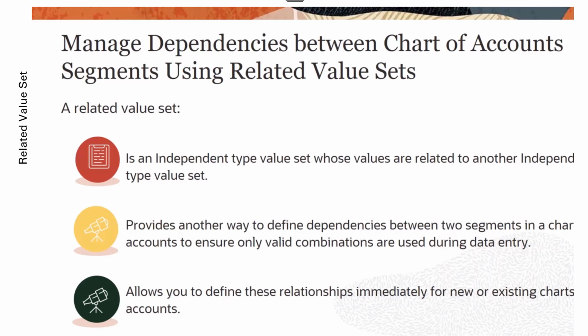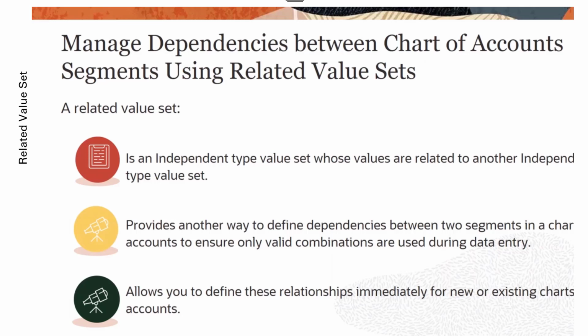Related value set is an independent type value set whose values are related to another independent type value set, and they provide a way to define dependencies between two segments in a chart of account to ensure only valid combinations are used during data entry. And you can define these relationships immediately for new or existing chart of accounts.